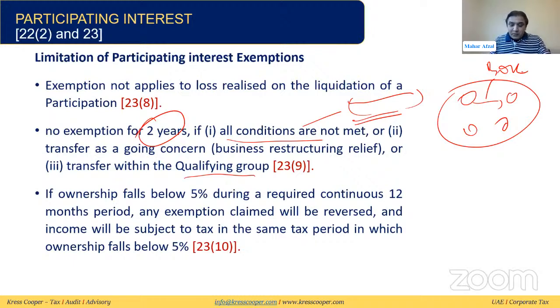The qualifying group requires the person to be a resident, or a non-resident's PE. We'll discuss in detail. At the end of the day, if the ownership falls below 5%, as we have already discussed, there should be ownership holding for a continuous period of 12 months to claim this exemption. If during the 12 months the 5% holding has been reduced to less than 5%, then any exemption claimed will be reversed and the income will be subject to tax in the same tax period in which the ownership falls below 5%. So these are the limitations.